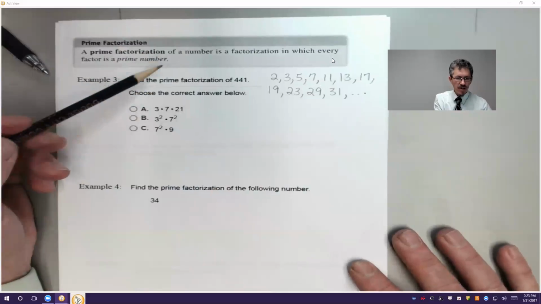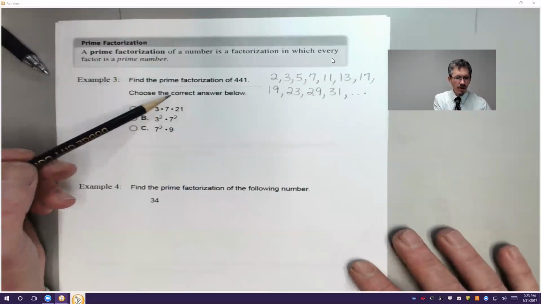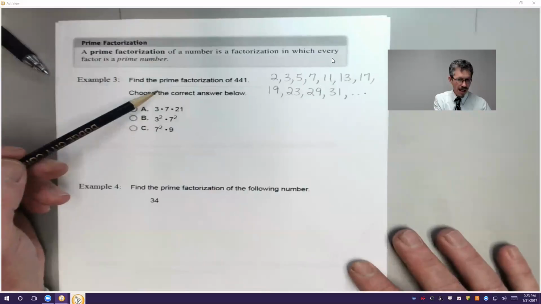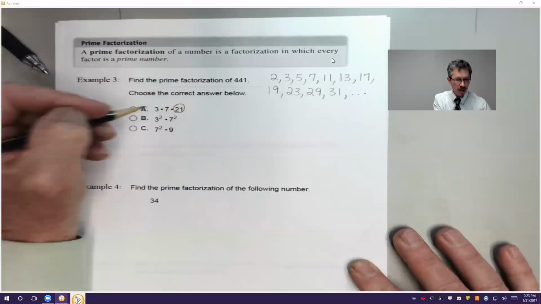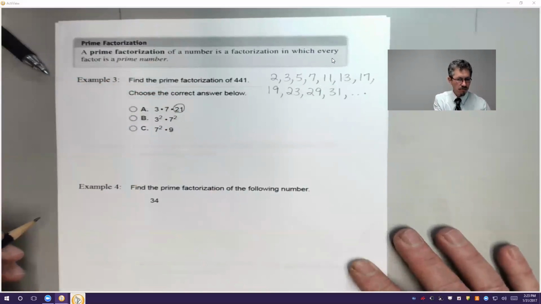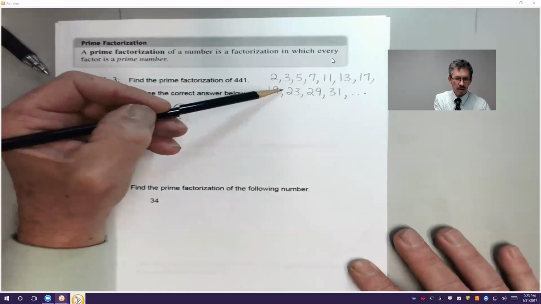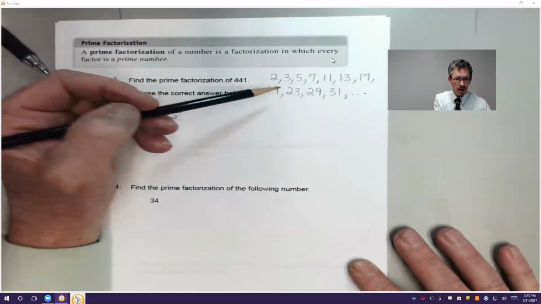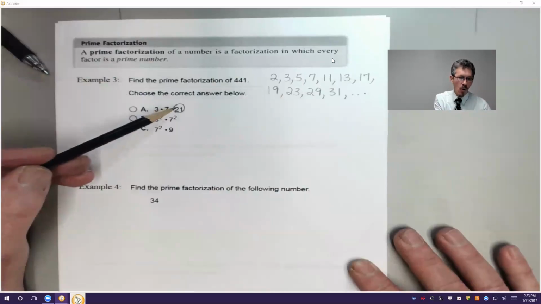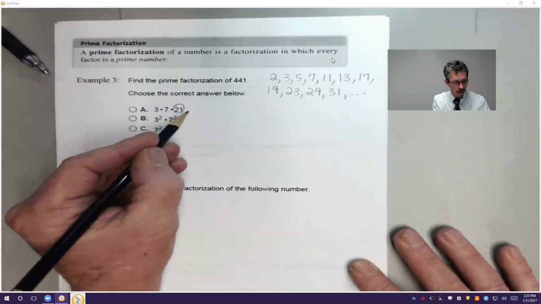So let's look at this first example. This one we really don't even have to do any work. Why? Prime or composite, 21. As I just mentioned, it doesn't fit in the list of primes because we could write it as 21 times 1 or 7 times 3. So 21 is not prime. That one's out.